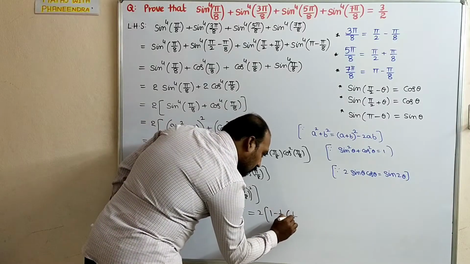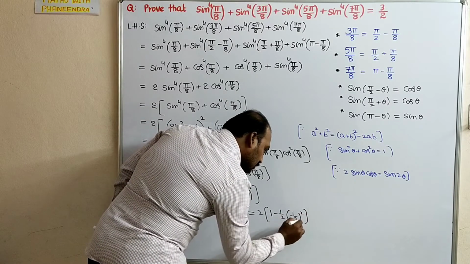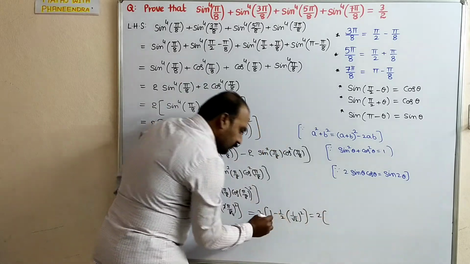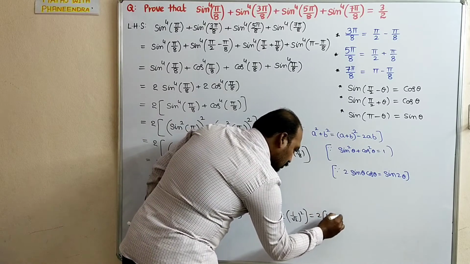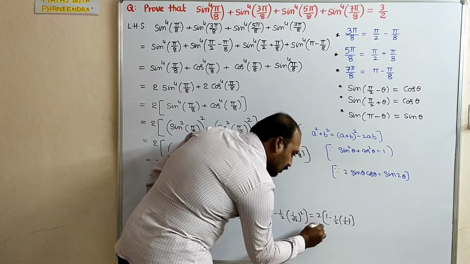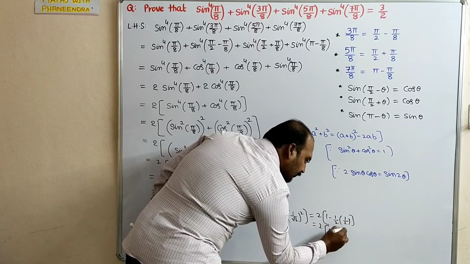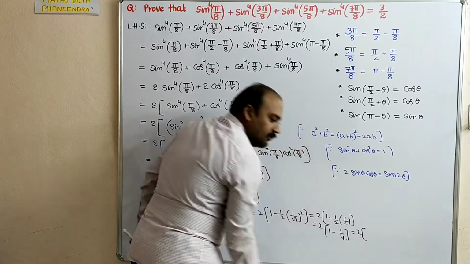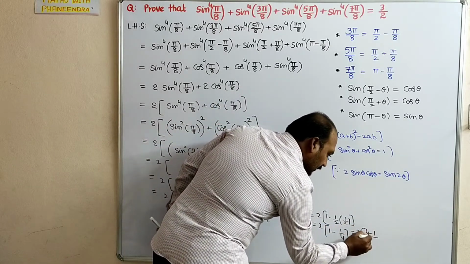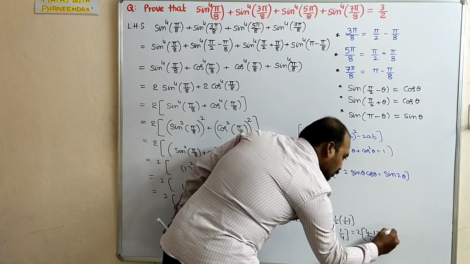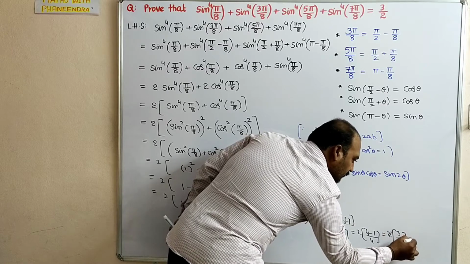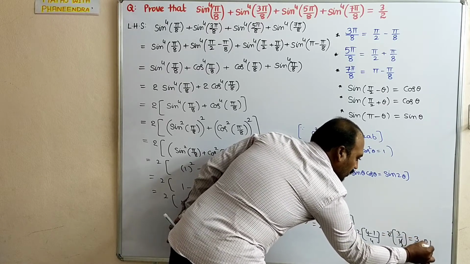What is sin pi by 4? 1 by root 2. 1 by root 2 whole square. Which is also equal to 2 times of 1 minus 1 by 2 into 1 by root 2 whole square, which is 1 by 2. So 2 times of 1 minus 1 by 4, which is equal to 2 times of 1 minus 1 by 4. 4 minus 1 divided by 4, which is equal to 2 times of 3 by 4. 2 ones are 2, 2 twos are 4, which is equal to 3 by 2. Required RHS.